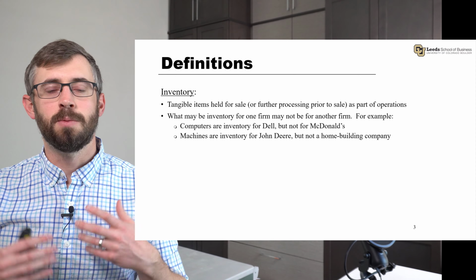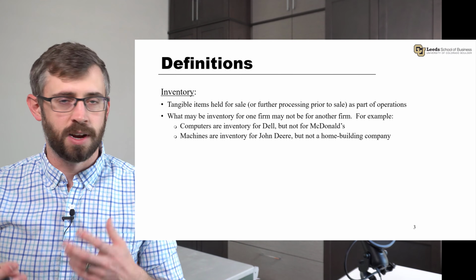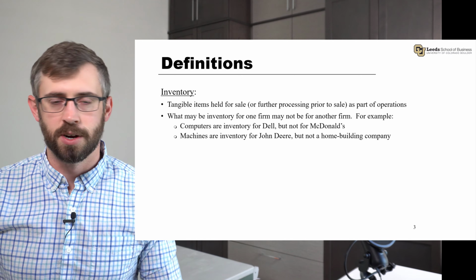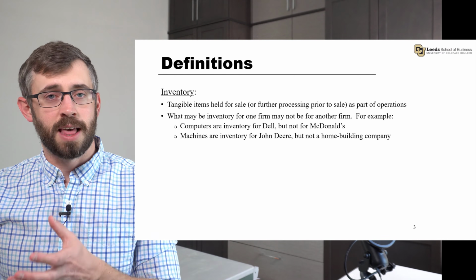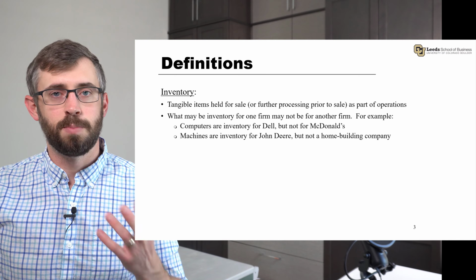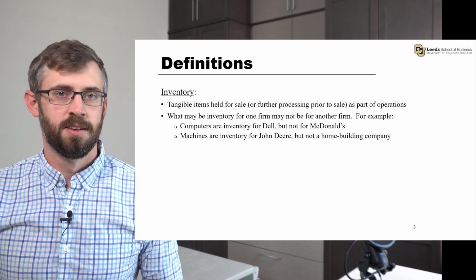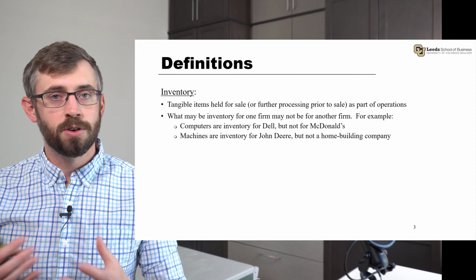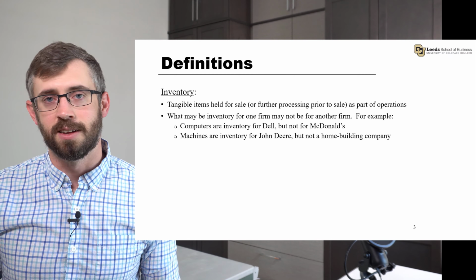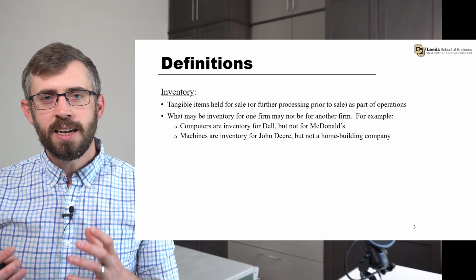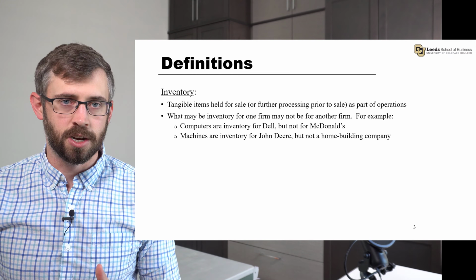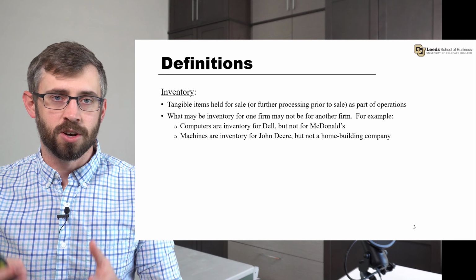And so you can imagine computers for a company like McDonald's, right? McDonald's sells hamburgers and cheeseburgers and chicken nuggets and all that tasty stuff. Computers that McDonald's uses are generally considered PP&E, right? These are long-term assets. But if you are Dell and you sell computers to your customers and that's your business, then computers would be considered inventory on Dell's side. So it really depends on how a company is using a good versus just what the good is itself.